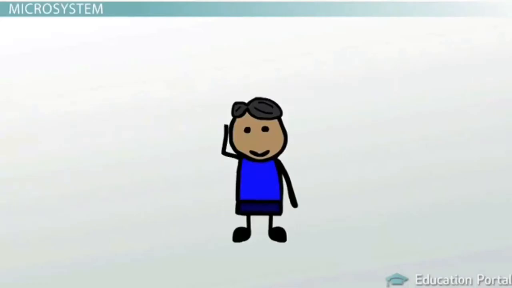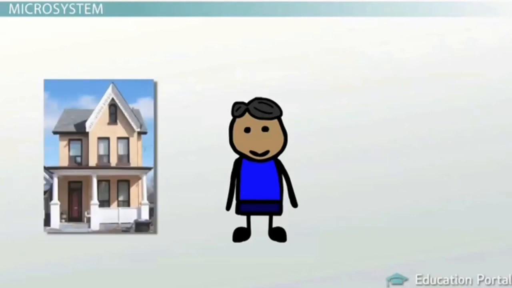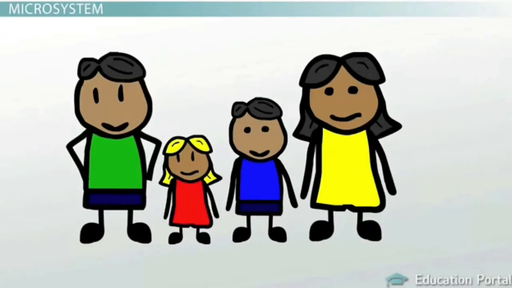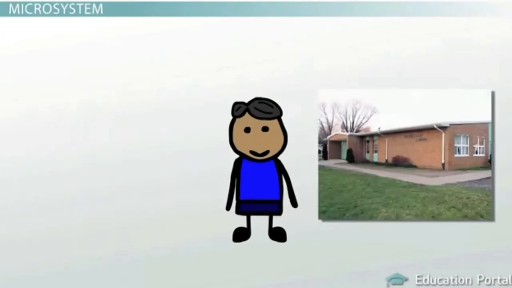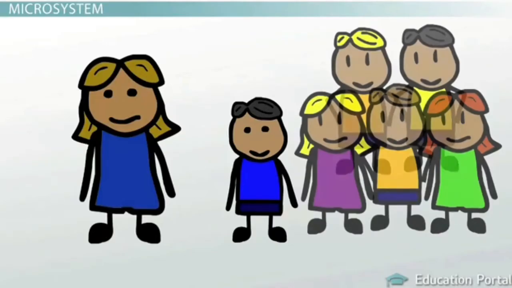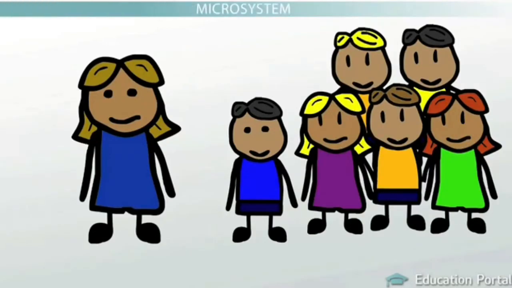Let's look at the microsystem Alex lives in. The first part of his microsystem is his home environment. This includes his interaction with his parents and little sister. Alex's school is also a part of his microsystem. His regular school interactions are with his kindergarten teacher and the other children in his class.